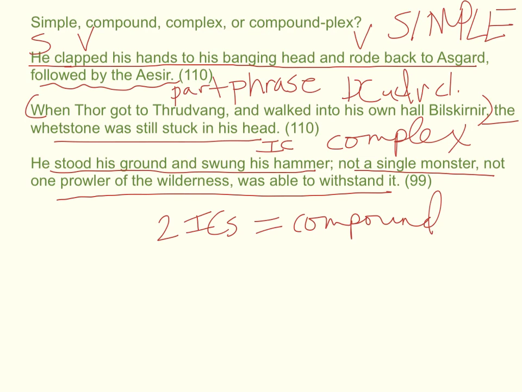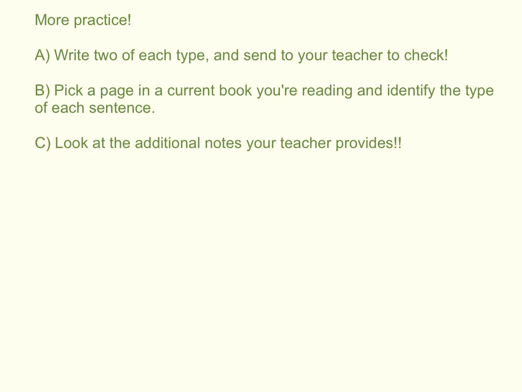All right. So if you want more practice, you can do each of these or any of these things. Write 2 of each type, send to your teacher, ask him or her to check. Second, you can pick a page in the current book you're reading for English or something else. Identify the type of each sentence, check it with your teacher or classmate, someone, and look at the additional notes your teacher provides. Bye!